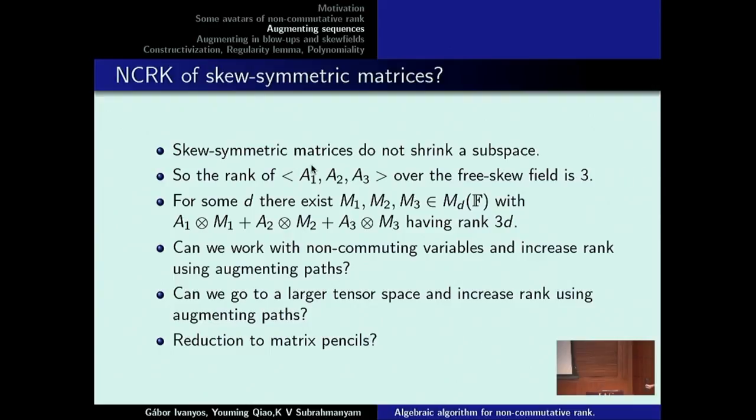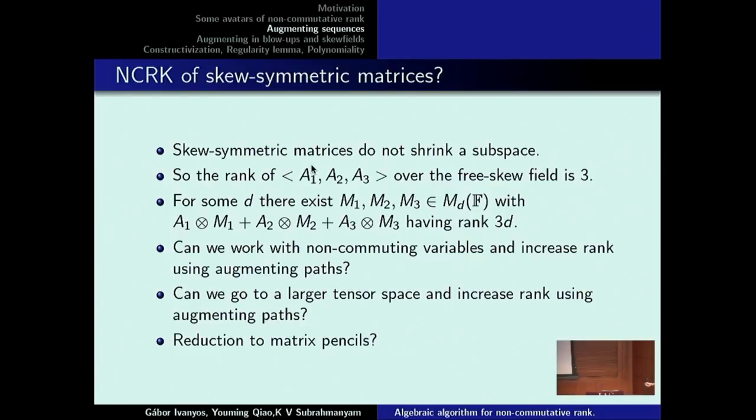So the rank over the free skew field, we know actually is 3. So we know there must be collections of matrices M1, M2, M3, such that A1 tensor M1 plus A2 tensor M2 plus A3 tensor M3 should have rank 3 times D, because we know that they don't shrink a subspace. So then we can ask ourselves, well, what if we were to work with non-commuting variables, and can you use that now to increase and augment rank? So that is really the idea.